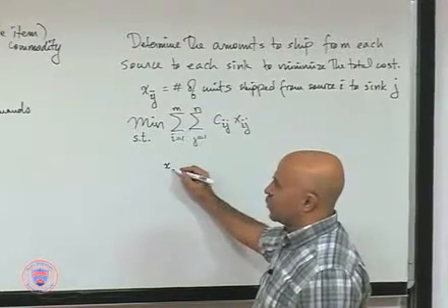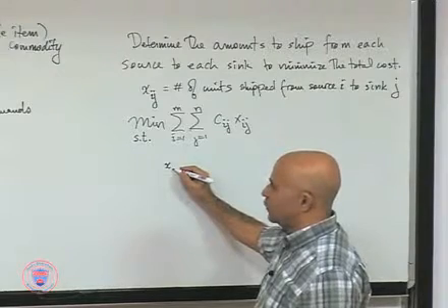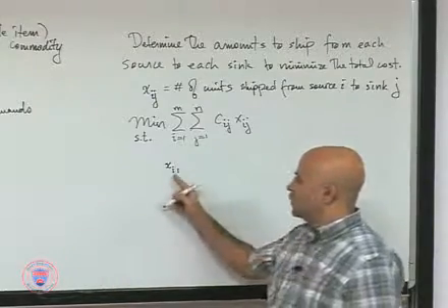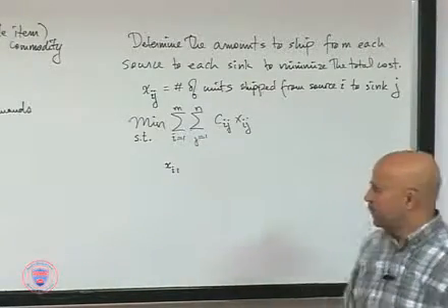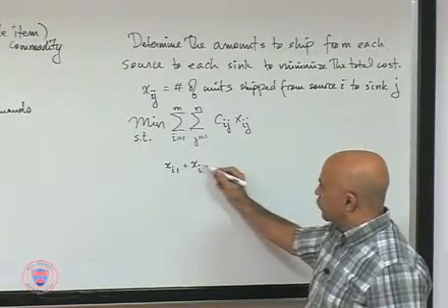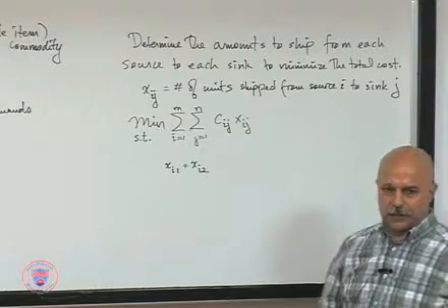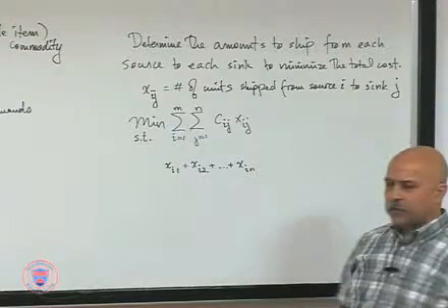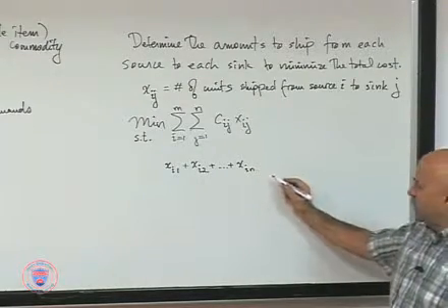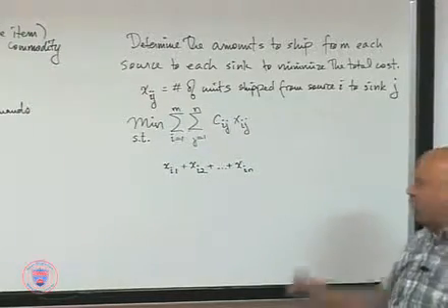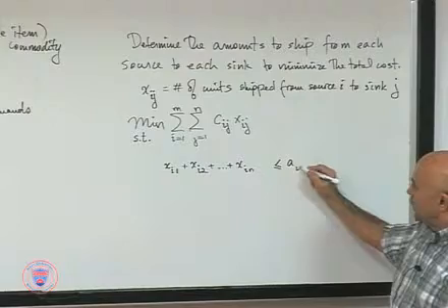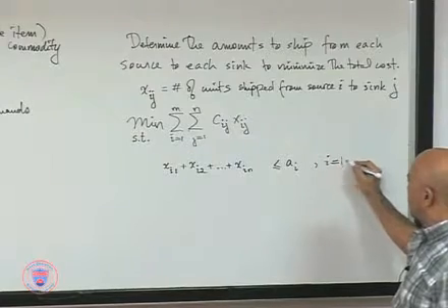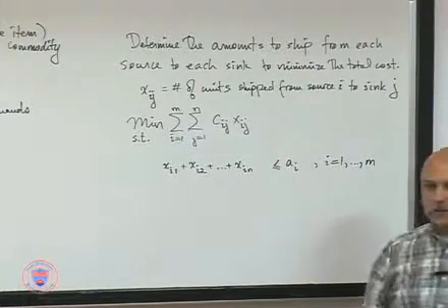what goes out of the first source, or the ith source. Let's just write it for the ith source. If you look at the ith source, you send xi1 units to the first sink. And then you send xi2 units from the same source to the second sink, so on and so forth. And then you send xin units from source i to the nth sink. So this is the total coming out of source i, and that, of course, cannot exceed the available amount at the source, ai. And such a constraint is valid for each of the sources.